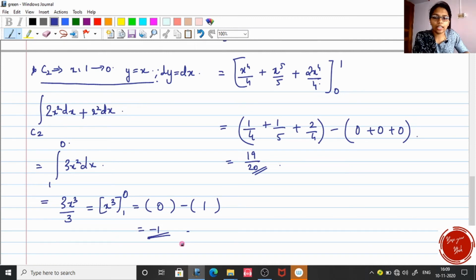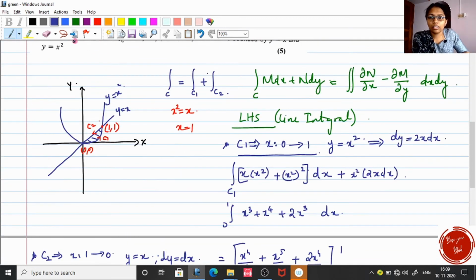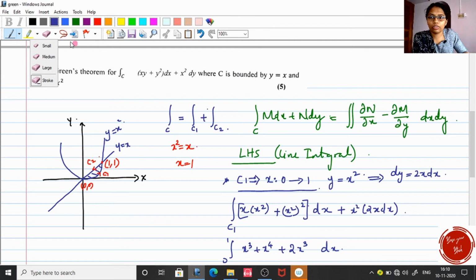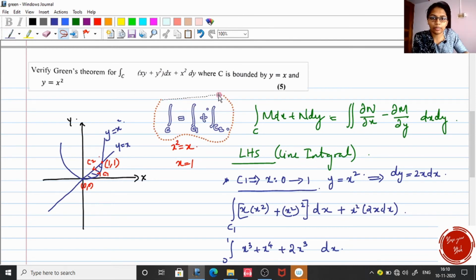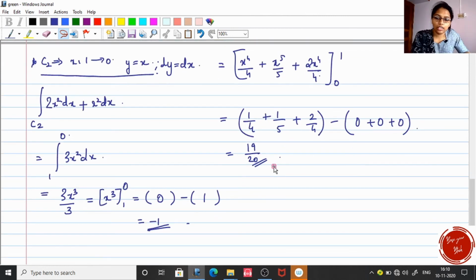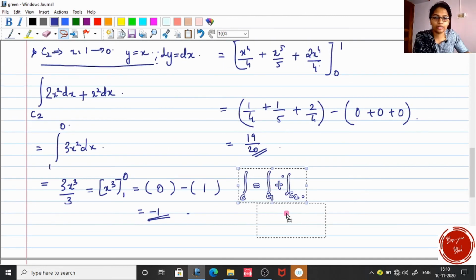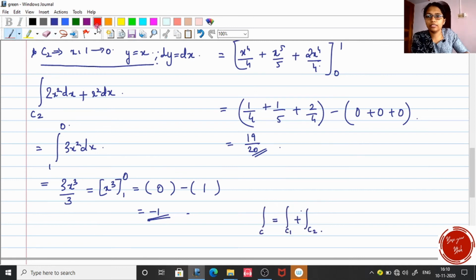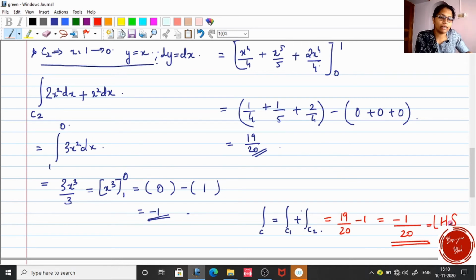So, as we have done one integral equation, the whole of the curve integration is split into two. See, this is your curve. Integral C is taken as integral C1 plus integral C2, and you have got both of the values: integral C1 is 19 by 20 and integral C2 is negative 1. So, your value is negative 1 by 20. This is your LHS value, okay.